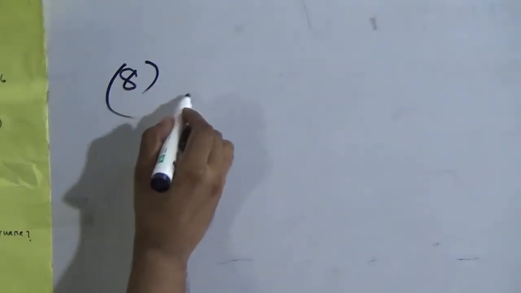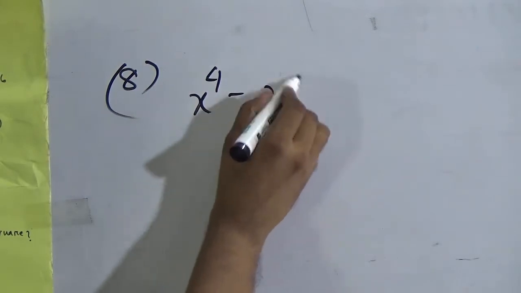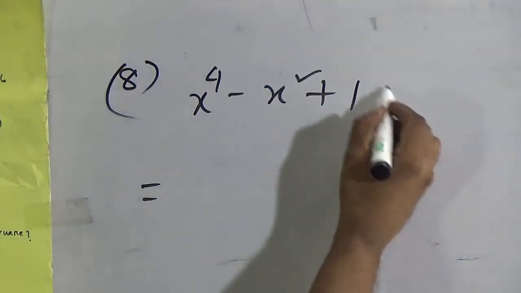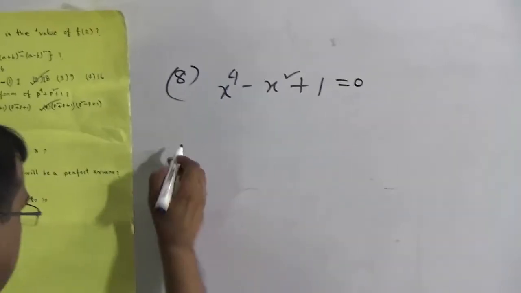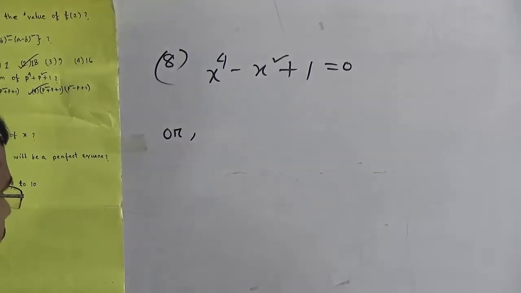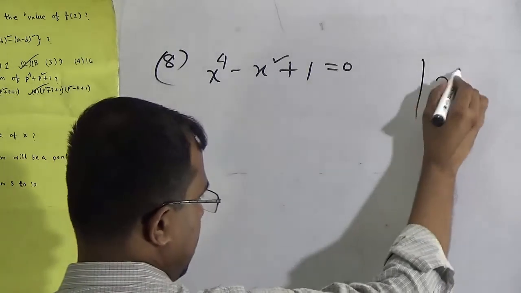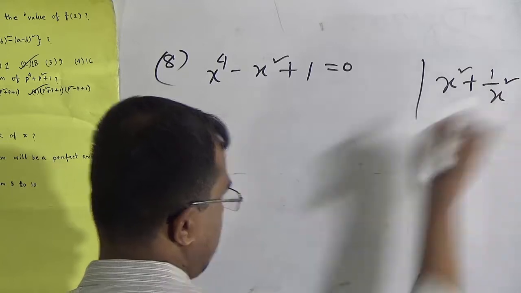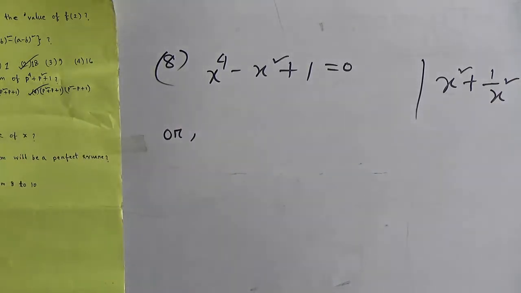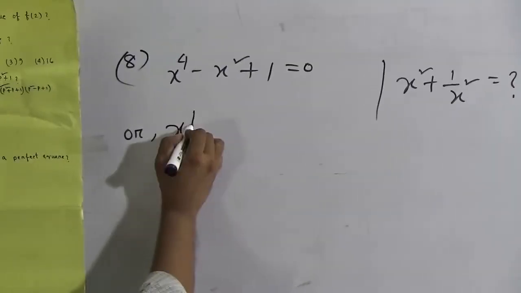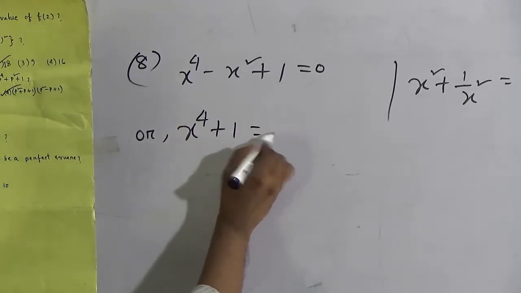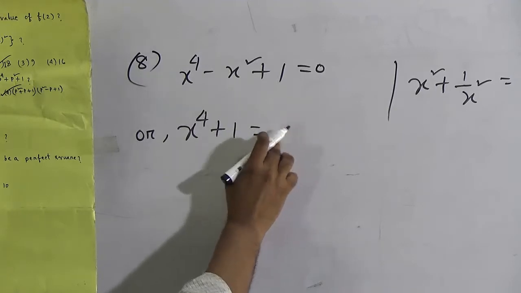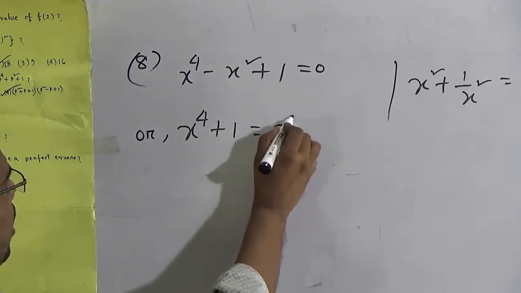Question 8. Given that x to the power 4 minus x square plus 1 equals 0, we have to find out the value of x square plus 1 by x square. Now we can write x to the power 4 plus 1 equals minus, if we send this minus x square to the right side, then it will be plus x square.